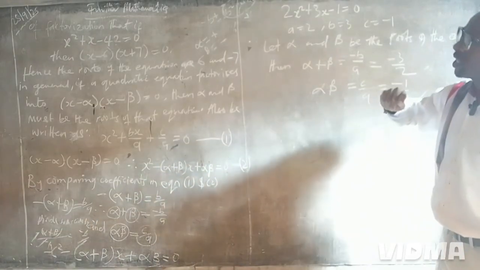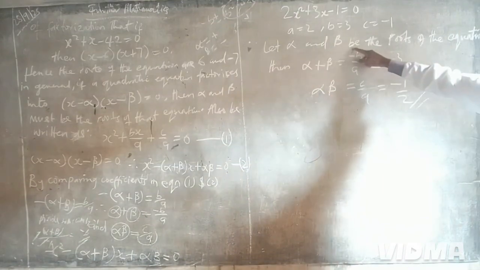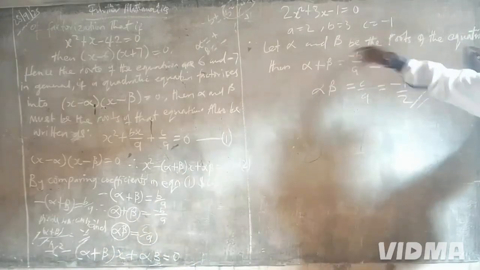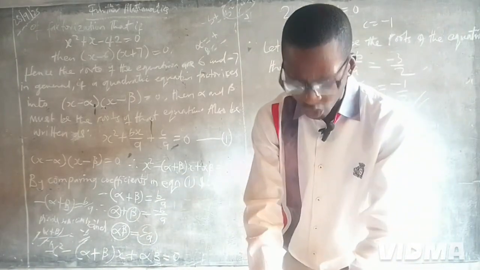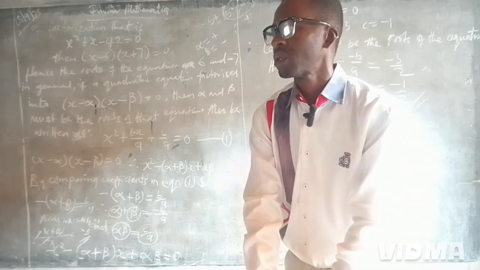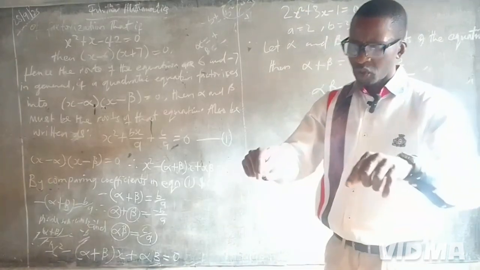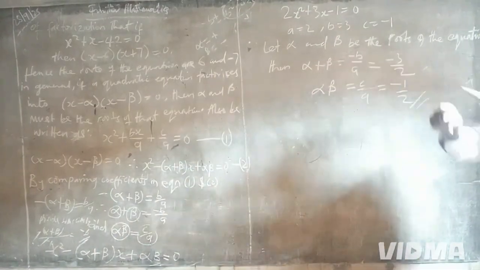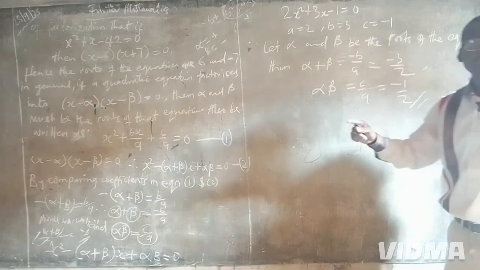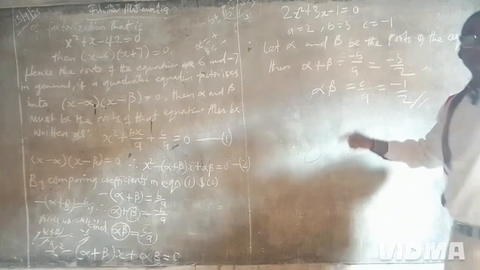Now, since we are doing the sum and product of roots, let alpha and beta be the roots of the equation. I won't use this if I have not been instructed by the question. The question said, find the sum and product of the roots of each of the following quadratics. They did not say find the quadratic formula. Do you get what I'm saying? So once they give you something like that, you can say let alpha and beta be the roots of the equation. Then you go back to the theory.